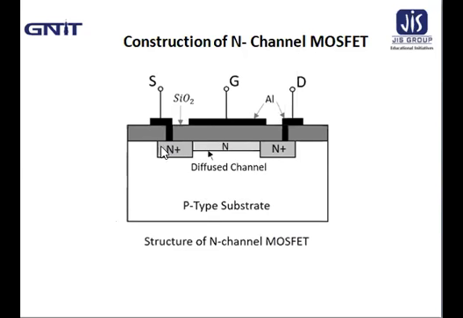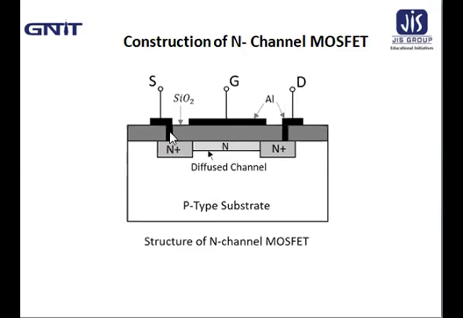A lightly doped p-type substrate is taken, into which two heavily doped n-type regions are diffused. That is, n plus means they are heavily doped, and these heavily doped n-type regions are diffused in the p-type substrate. And these two act as source and drain.